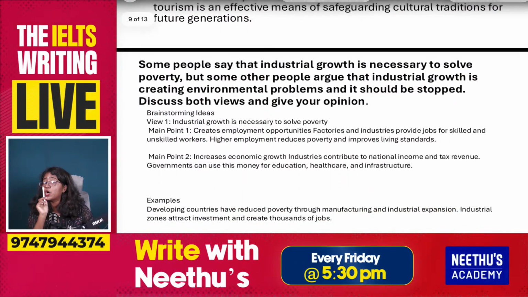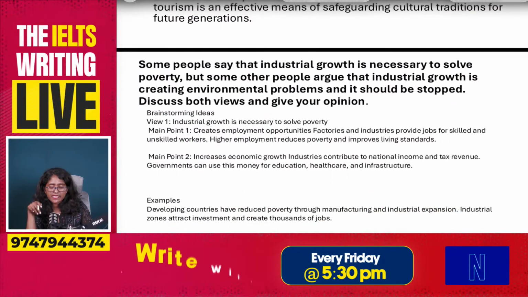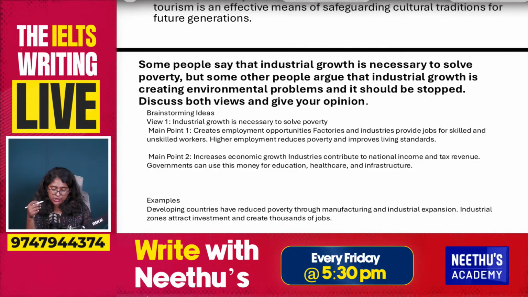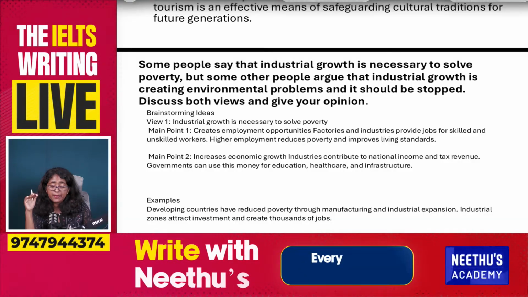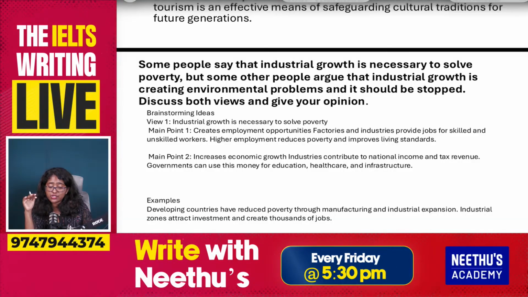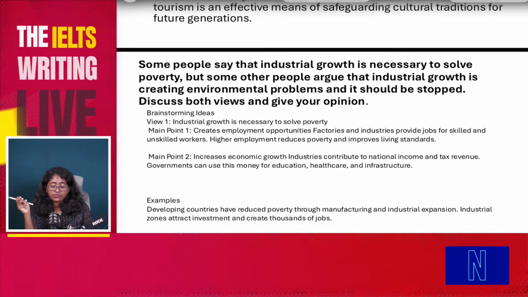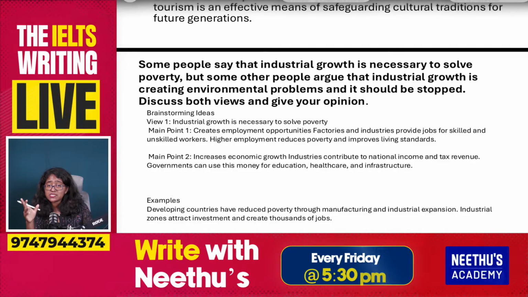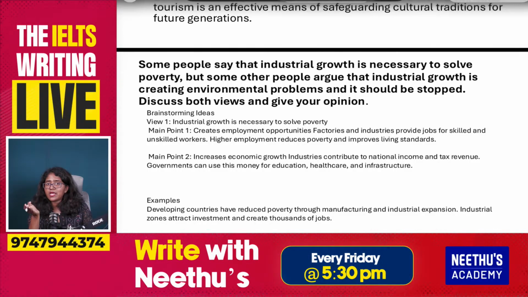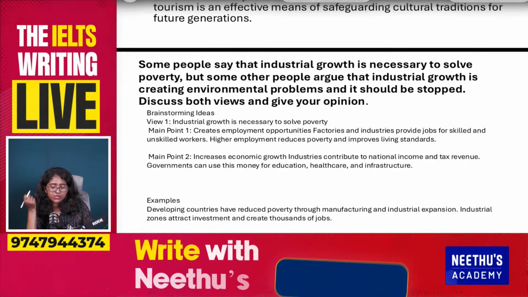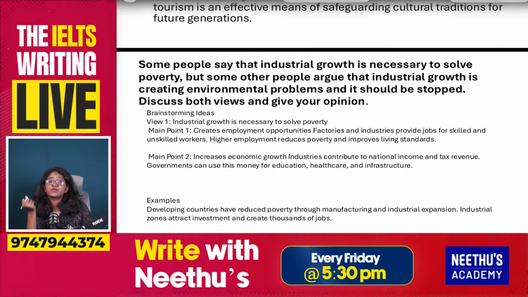Now I have a homework for you. I've given a different question. Some people say that industrial growth is necessary to solve poverty, but some other people argue that industrial growth is creating environmental problems and it should be stopped. Okay, so what are they saying? Industrialization would reduce poverty. That is what they say. What other people are saying is that it would cause environmental problems and it should be stopped. Discuss both views and give your opinion.